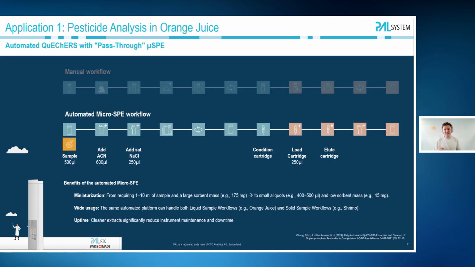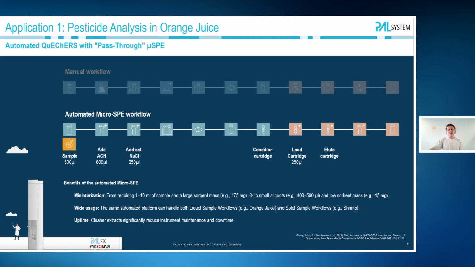Here's our first application showing the pass-through mode in action. Hovering at the top here, slightly translucent, is a traditional QuEChERS workflow for pesticides in orange juice, followed by a dispersive SPE cleanup step. In the more bright colors here, you see the QuEChERS workflow turned into a fully automated µSPE workflow based on the work by Hans-Joachim Hübschmann.